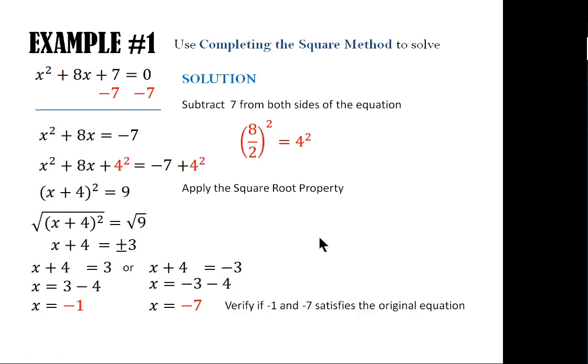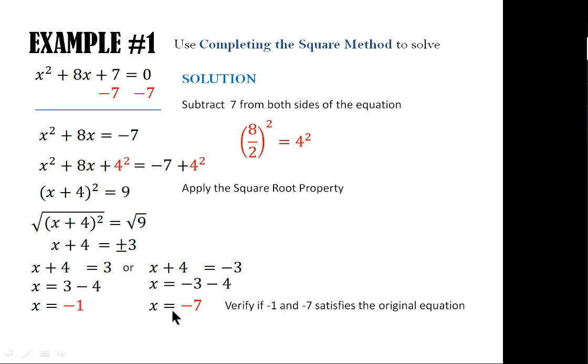Okay. Now, we're going to verify if negative 1 and negative 7 satisfy the original equation. So meaning we're going to substitute the values of x, which are negative 1 and negative 7, into the original equation. Okay, if x is negative 1, you square it, that's positive 1, plus 8 times negative 1, that's negative 8, plus 7. So 1 minus 8 is negative 7, plus 7, so 0. So meaning this is true.